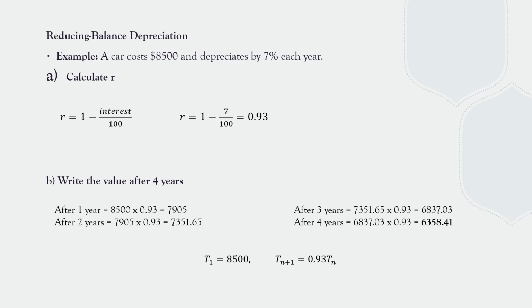And then finally, with that last one, write the value after 4 years. Same thing that we've done there, which is multiplying by 0.93 after every year. And you can notice with this one that the value that we're losing is decreasing because the principal is decreasing over time. And down the bottom there, we have the recurrence relation for this one. T1 equals 8,500, T(n+1) equals 0.93 Tn.